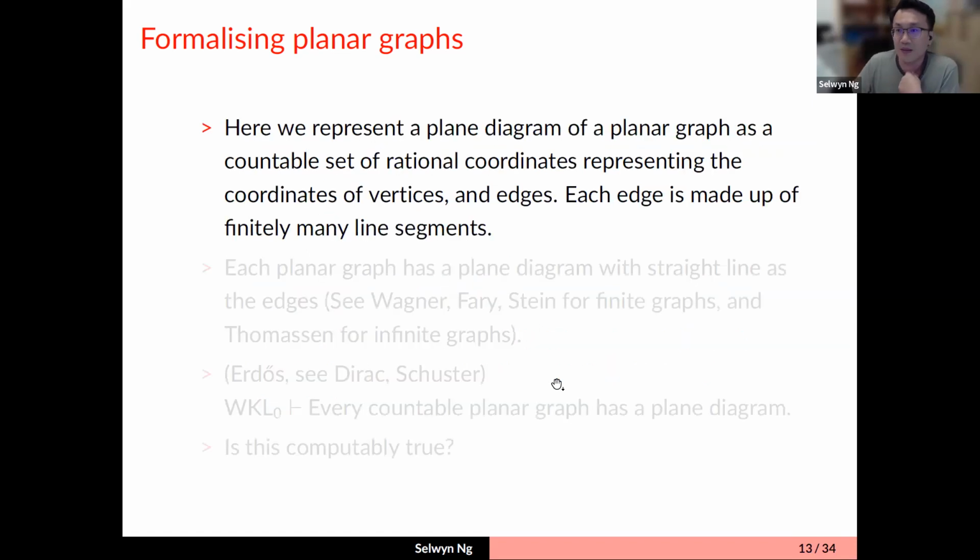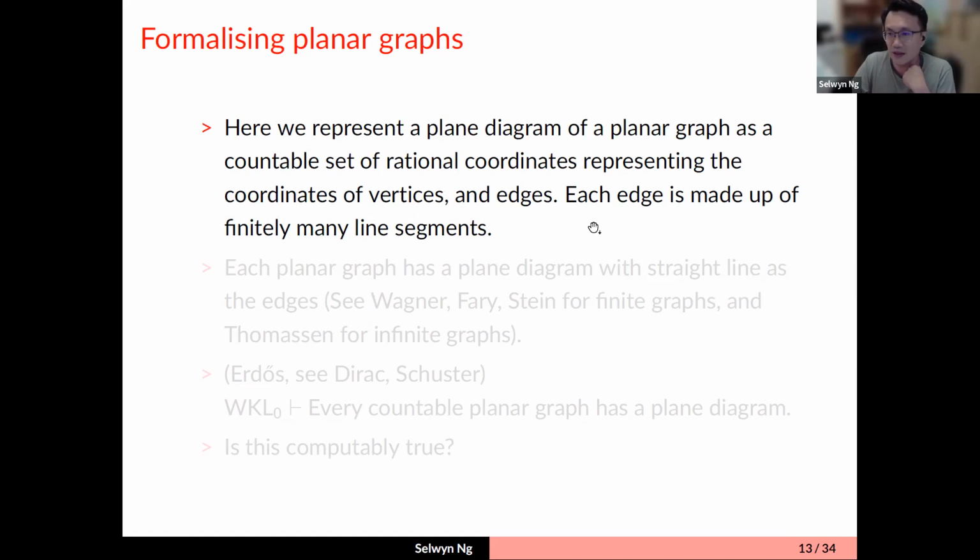However, the question for infinite graphs becomes quite interesting. For infinite graphs, we are going to represent the plane diagram, or the plane embedding, of a planar graph as a countable set of rational coordinates on the plane. So we're going to do all embedding on a plane with rational coordinates, and I'm going to allow edges to curve around obstacles if needed. So each edge will be made up of finitely many line segments, just to allow them to avoid obstacles.